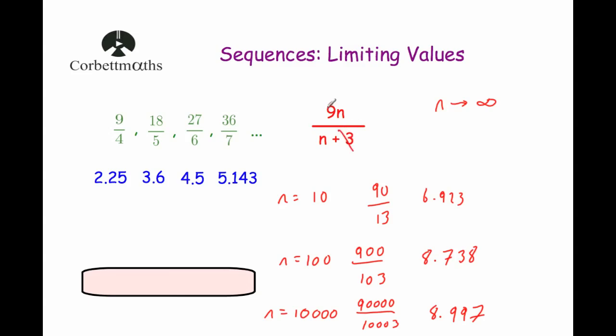And we could say, well, 9n divided by n, the n's would cancel, so 9n over n plus 3 would tend to 9n over n. Because the plus 3 has a very little effect, 9n divided by n would get closer and closer to 9. And this is called the limiting value. 9 would be the limiting value. Okay, let's have a look at 2 questions now.